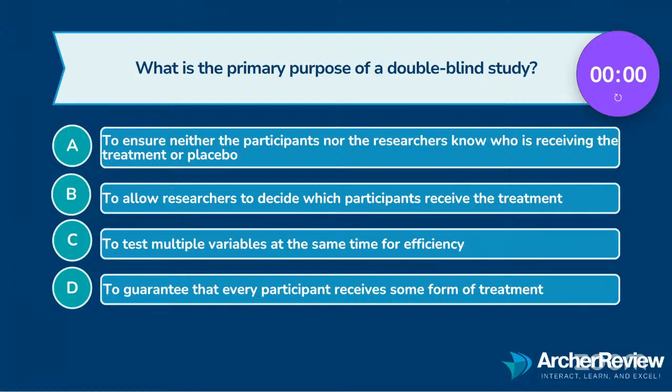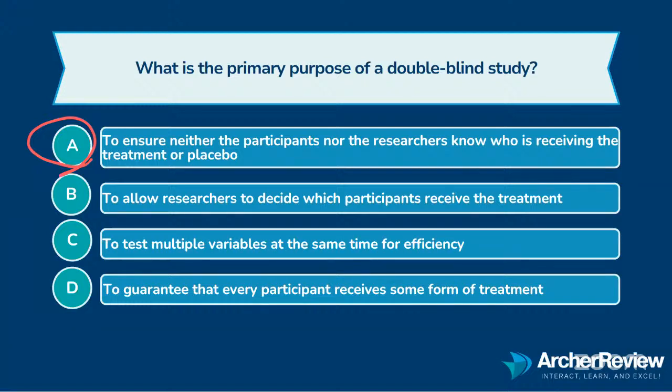So it ends up being completely, well, I can't say completely unbiased because, again, there are some schools of thought who believe that even the tiniest bit of bias creeps into every experiment. But I would say it's the least biased approach possible. All right, so A was our correct answer. So let's take a look at what's wrong with the rest of them. B, to allow researchers to decide which participants receive the treatment.